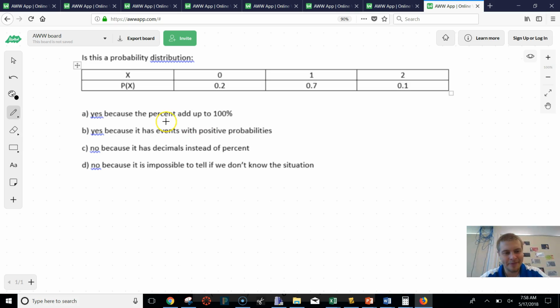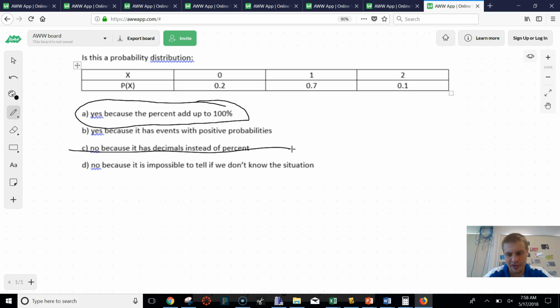So I would say this first one, because they definitely all add up to 100%, and that's what you're really looking for. Probabilities can be decimals. That's silly. And it's not impossible to tell, because we don't have to be given a situation to tell if it's a probability distribution. The only two things we need are them all to be 100% and them all to be positive. The 100% trumps everything though, because that's a harder condition to fulfill than just being positive. Let's try the next one.